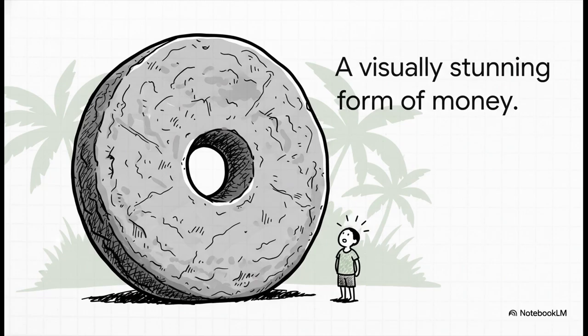Get this, on the Pacific island of Yap, their money was these giant circular stones called rye stones. Some of them were so huge they weighed more than a car, and you couldn't even move them. So ownership wasn't about having the stone in your pocket. It was just a verbal agreement, something everyone in the village just knew.